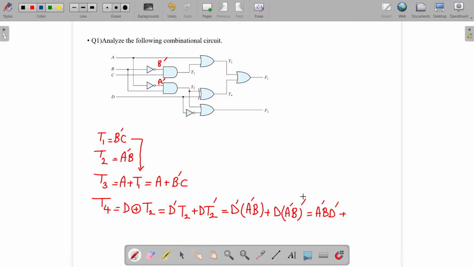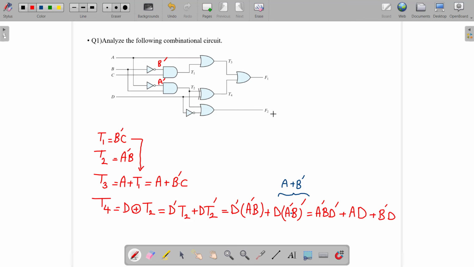Look at here. I can rewrite this section as A or B prime. Okay, as according to De Morgan, A prime dot B prime is A or B prime. So it means that I can write this one as A prime B D prime or A D or B prime D. Okay, now I could find T4.